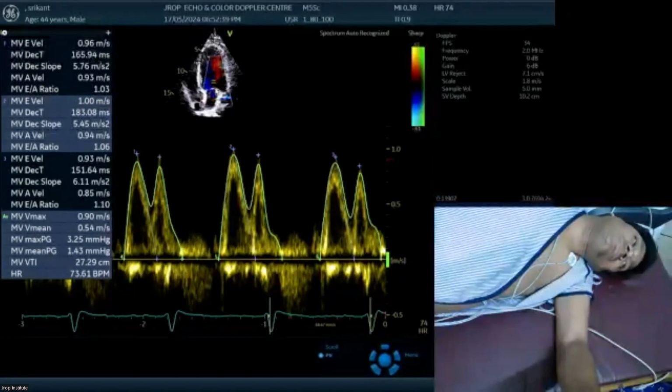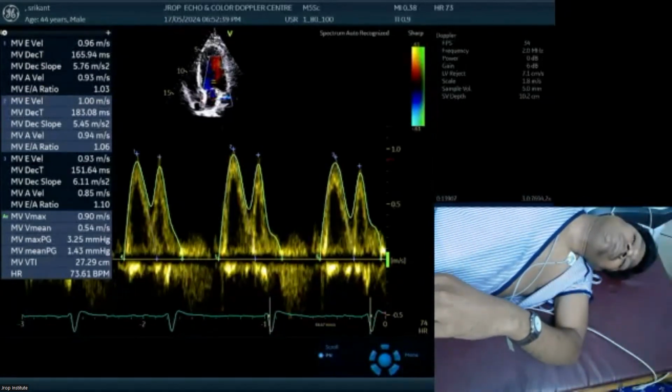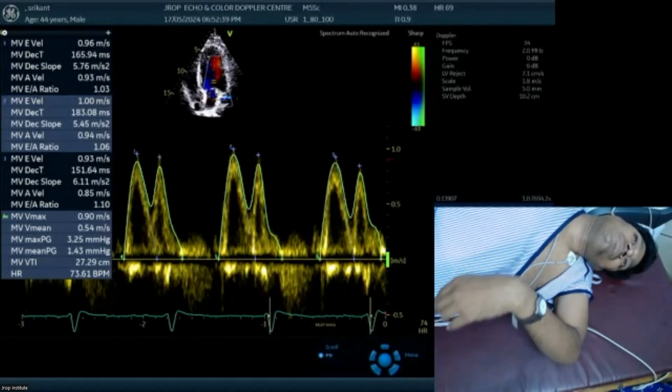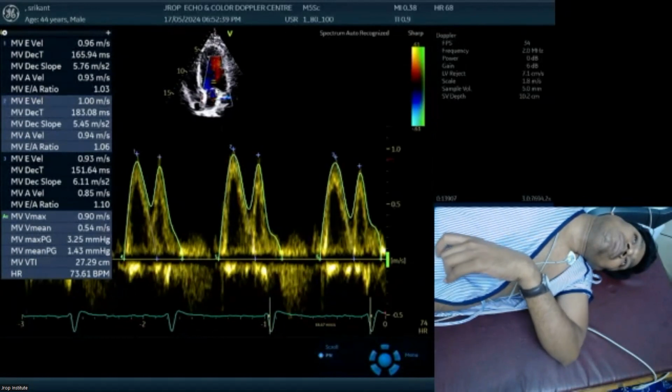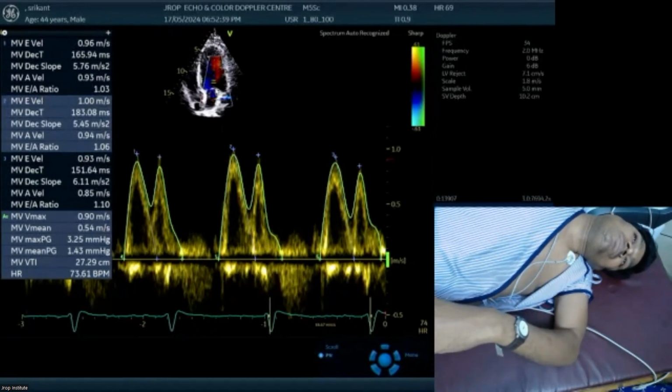Sir, if there is pulmonary stenosis, how can we measure the pulmonary artery systolic pressure? His question is, suppose we have pulmonary stenosis, then how do we measure pulmonary artery systolic pressure?